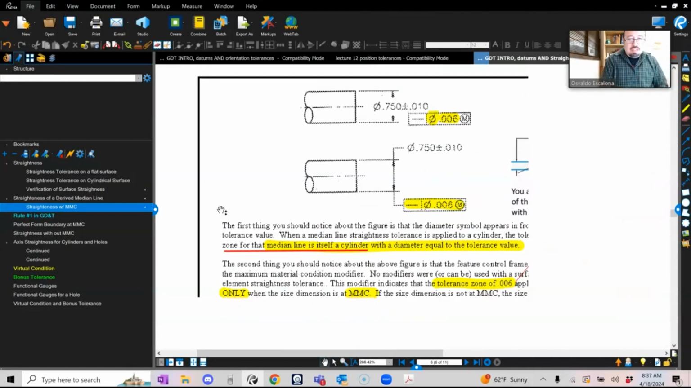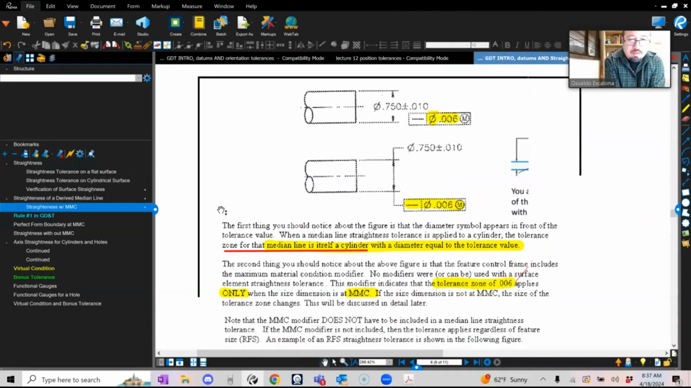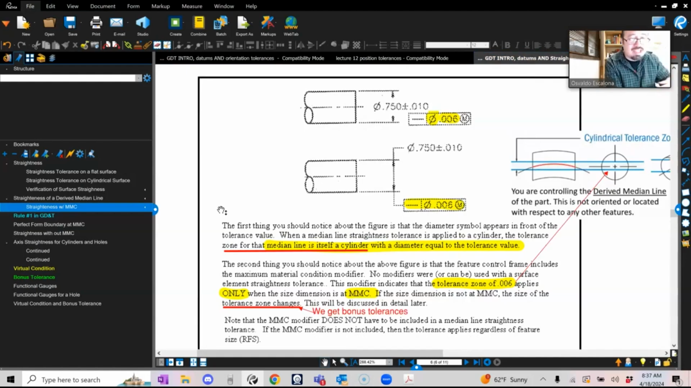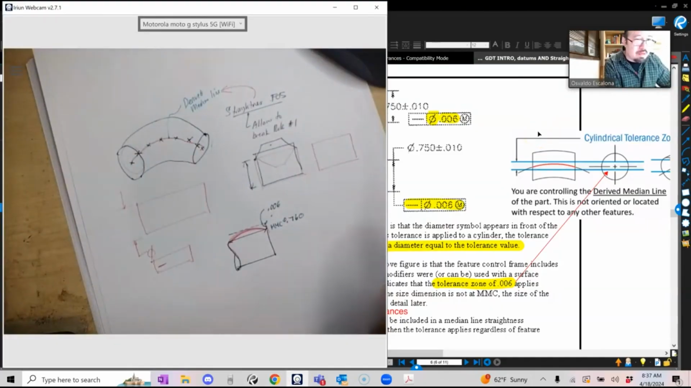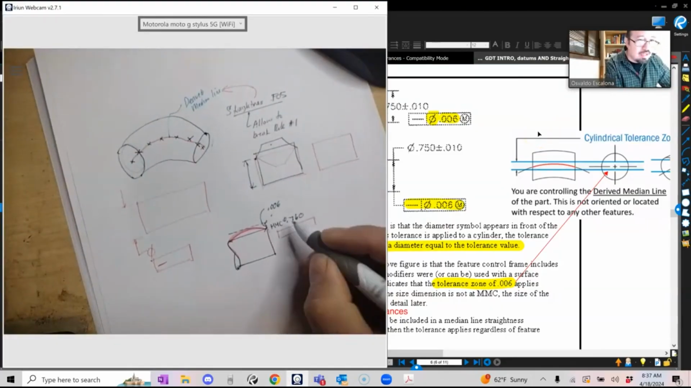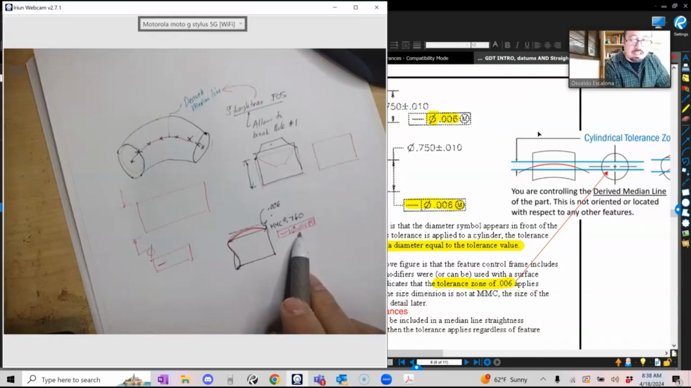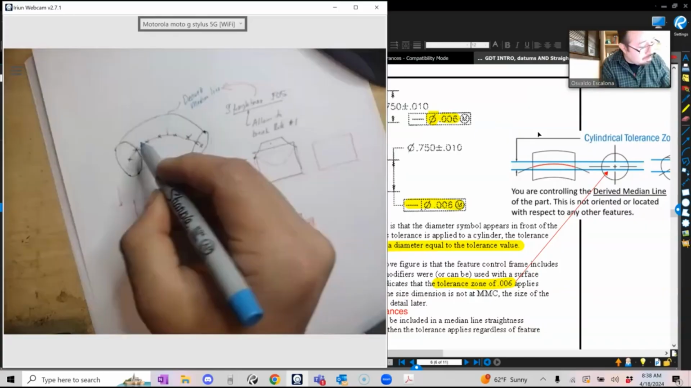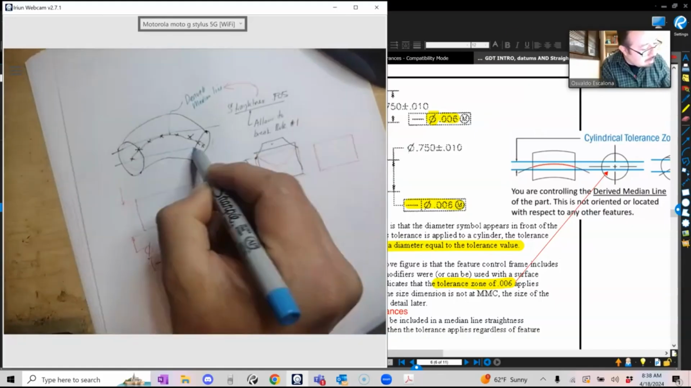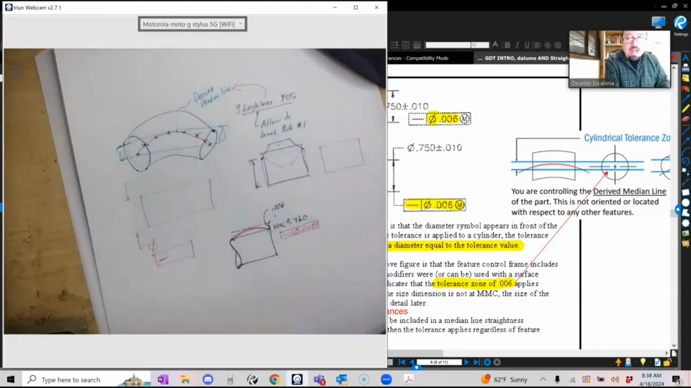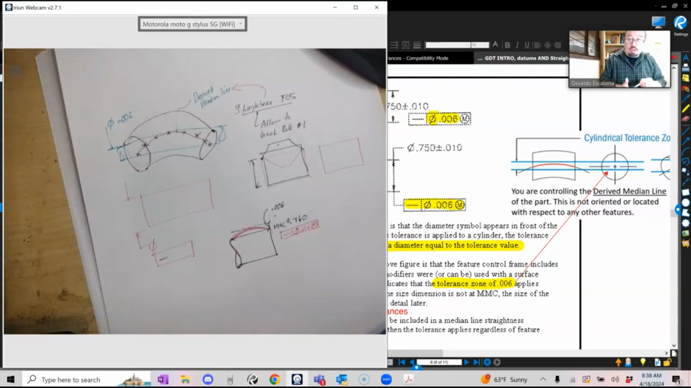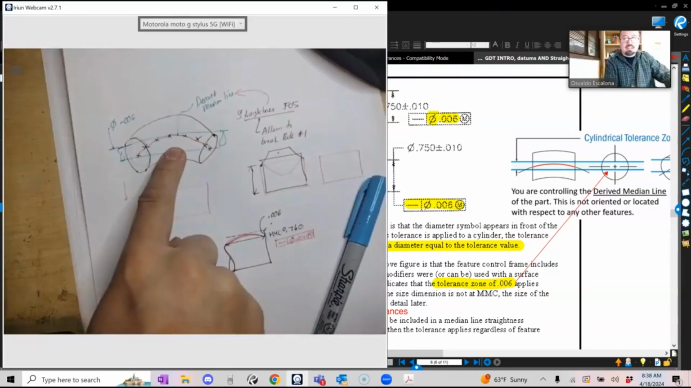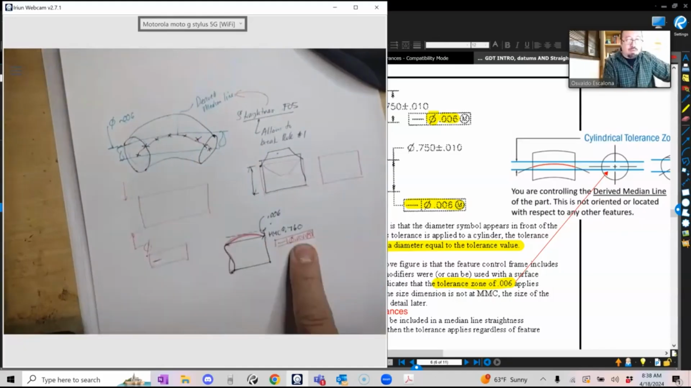But the first thing you should notice about the figure is that the diameter symbol appears in front of the tolerance zone. Yes, because what we are controlling is the derived median line. So whatever I put in my feature control frame, straightness, diameter 0.006 at MMC, this is the size of my tolerance zone. In fact, my tolerance zone is a cylinder. Like this is my cylinder. And in this case, my cylinder diameter is 0.006. I am controlling the straightness of my derived median line within 0.006.